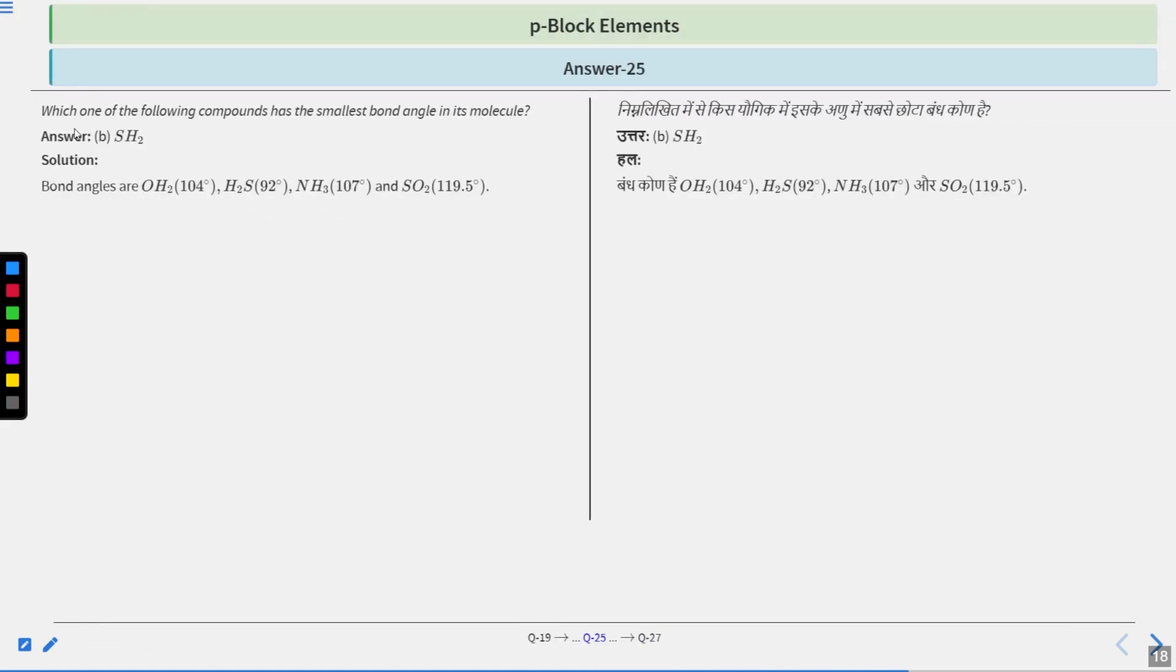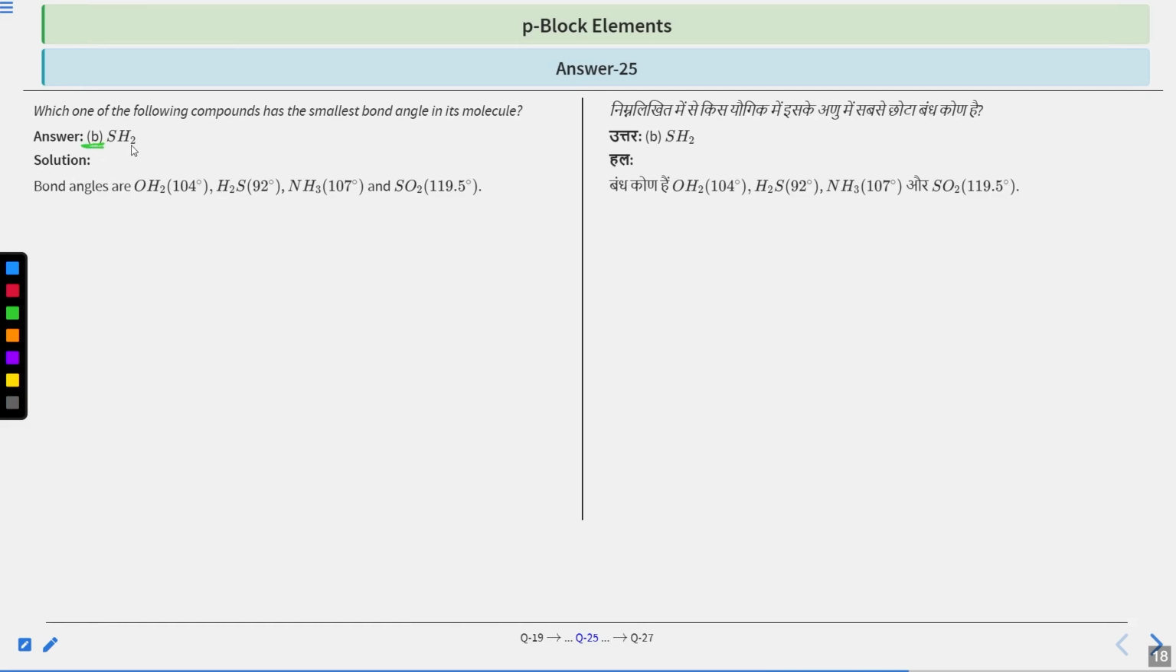Let's see. The correct answer is option B, that is SH2. The bond angle in the case of OH2 or H2O is 104 degrees. In H2S, it is 92 degrees. In NH3, it is 107 degrees. And in SO2, it is 109.5. So you can see that the smallest bond angle will be in the H2S molecule, and thus it is our correct option, that is B option.